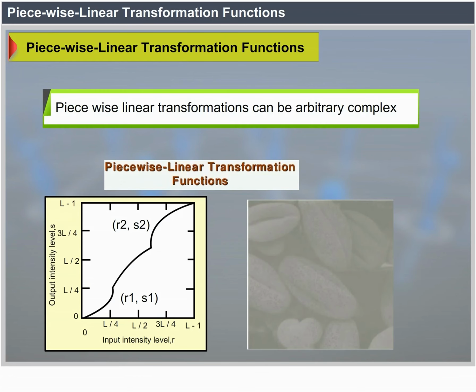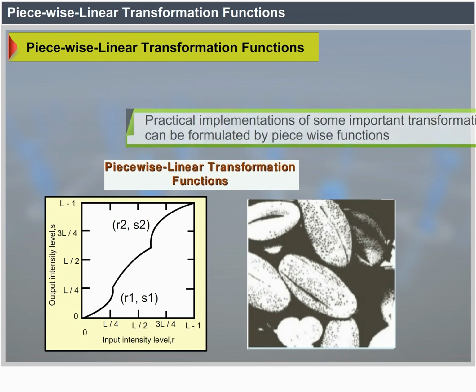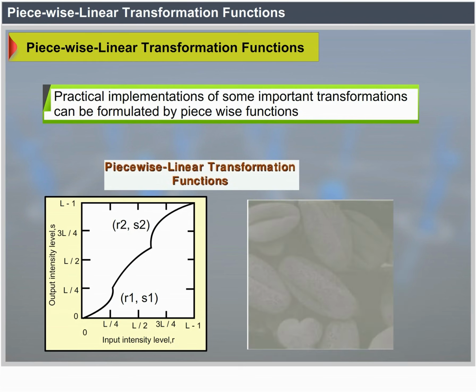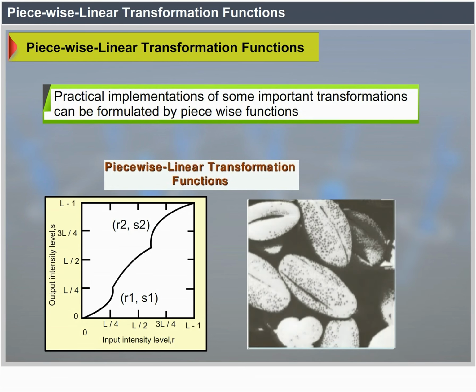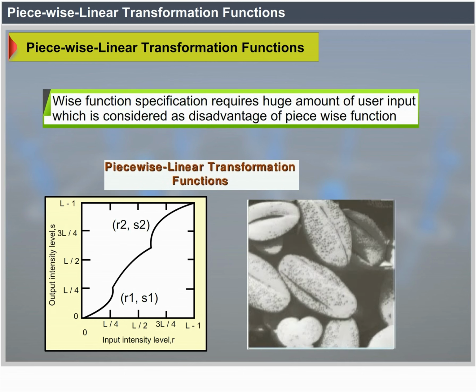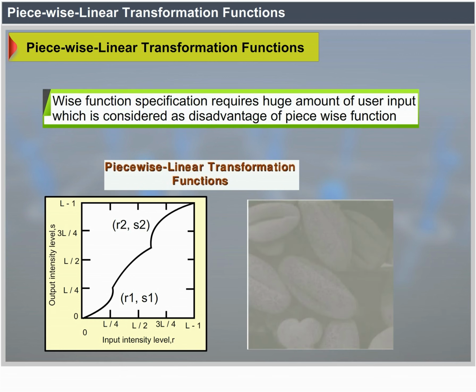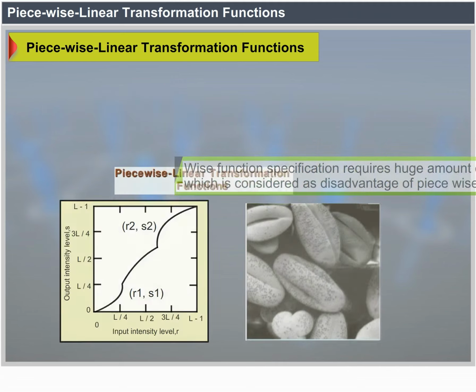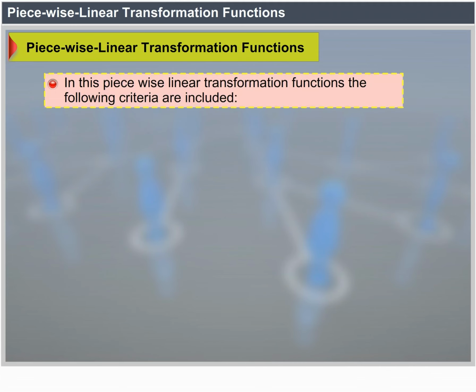Contrast stretching expands the range of intensity levels to span the full intensity range of the output devices. Form of transformation function. Low contrast image. Special cases: r1 equals s1, r2 equals s2. Linear transformation, no change in intensity values.